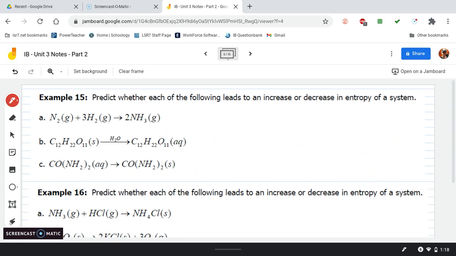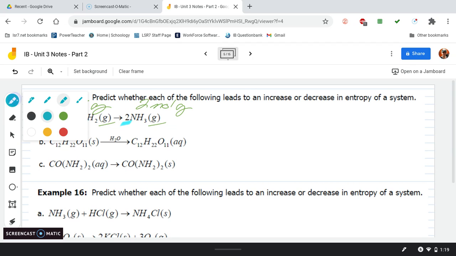All right, let's take a look. Here we go. Gas, gas, gas. Okay, so this side has 4 moles of gas. This side has 2 moles of gas. And you're like, well, how the heck does he tell how many? Just the numbers in front. That's a 1, that's a 3, that's a 2. So 4 on the left, 2 on the right.